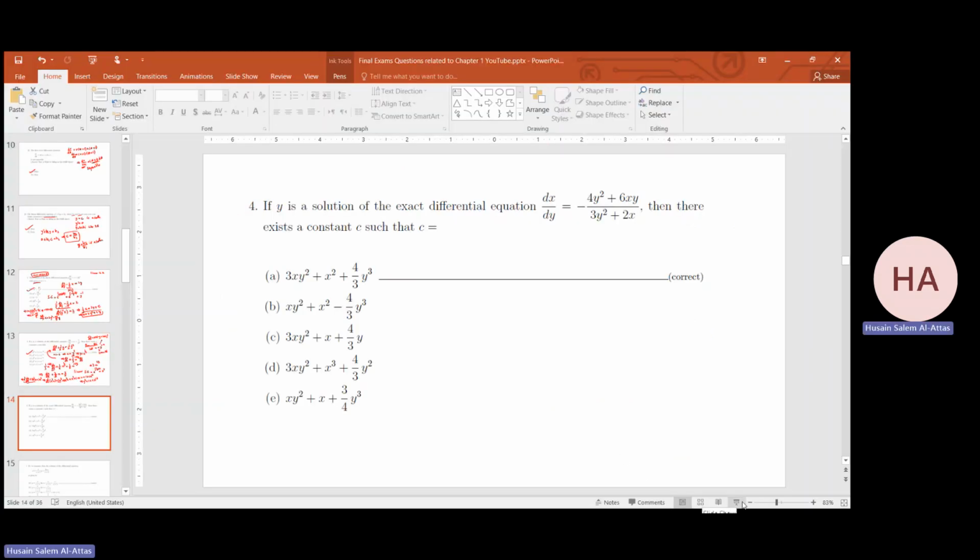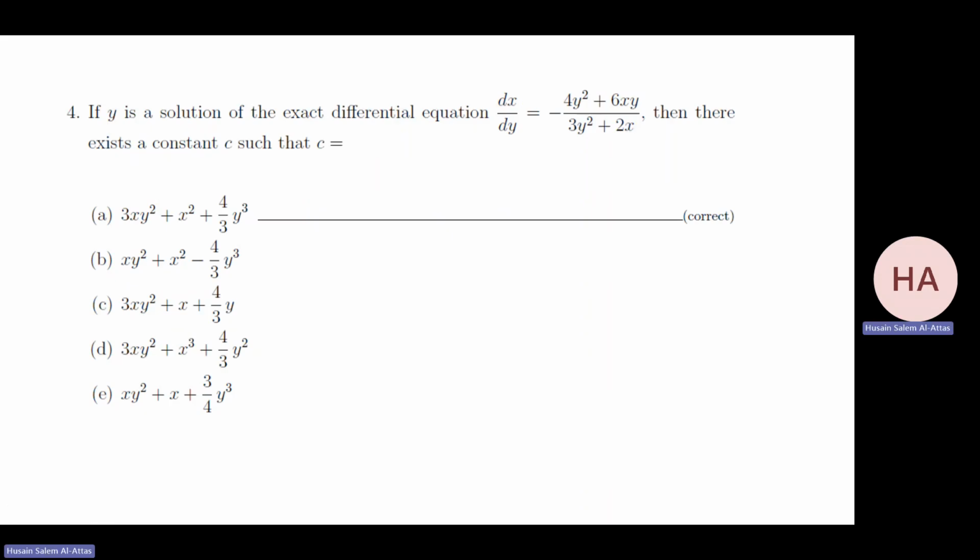Let me do more. Okay. What is this? Let me rearrange it first. So I have 3y squared plus 2x dx equals minus 4y squared. Don't rush it. Minus 4y squared plus 6xy dy.